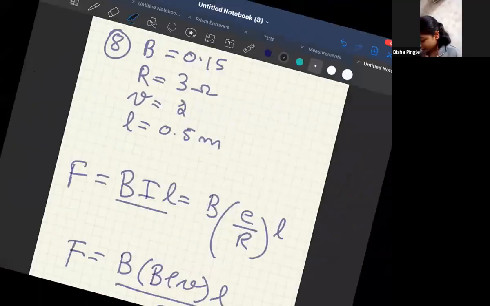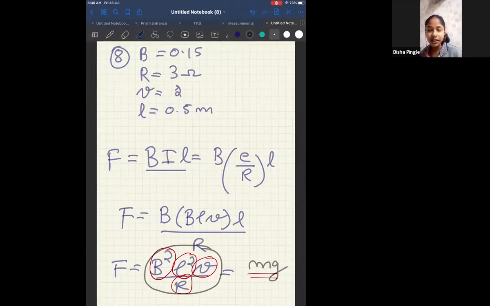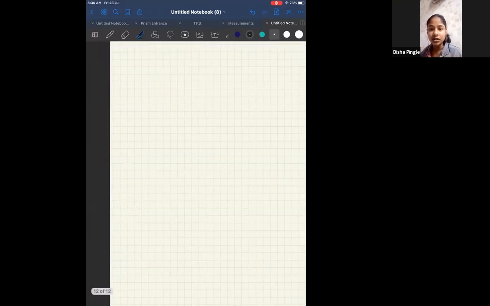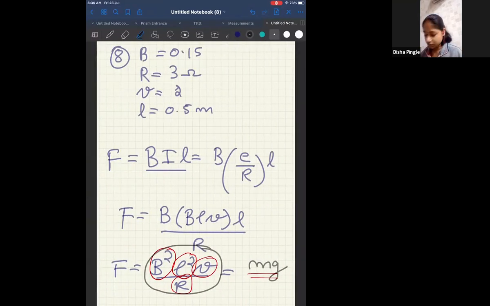So, I have it on page number 28. Can you please say the question? Page number 27, question number 15. Two identical metallic square loops.